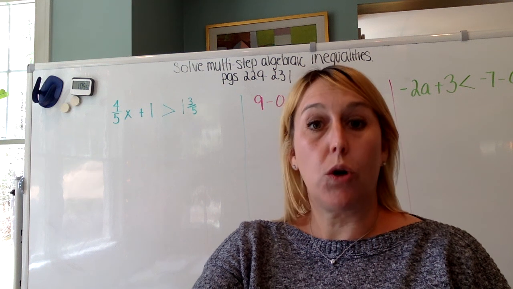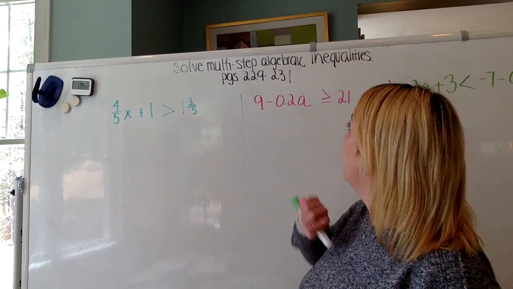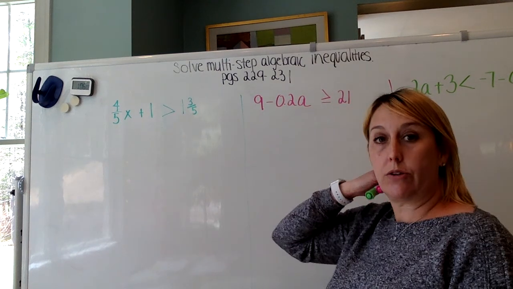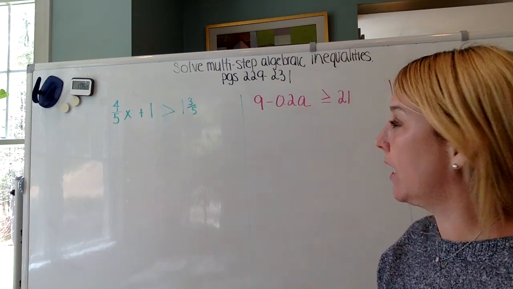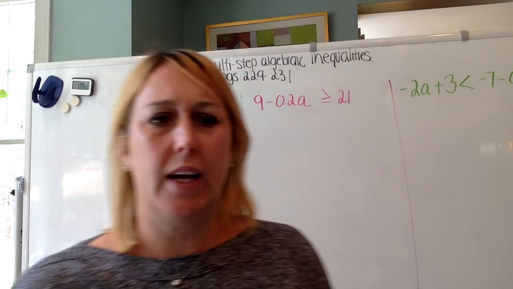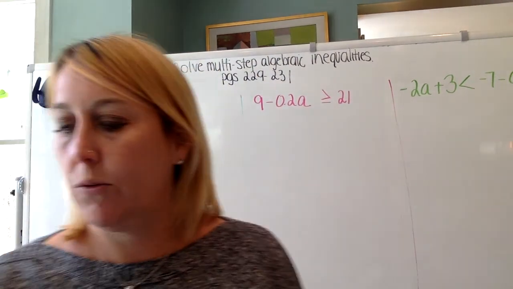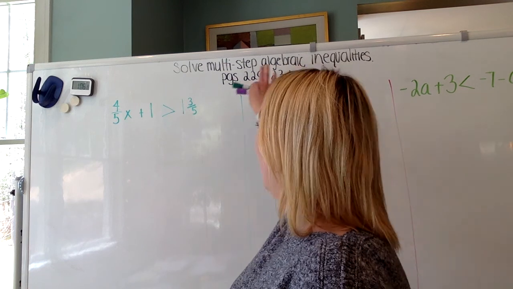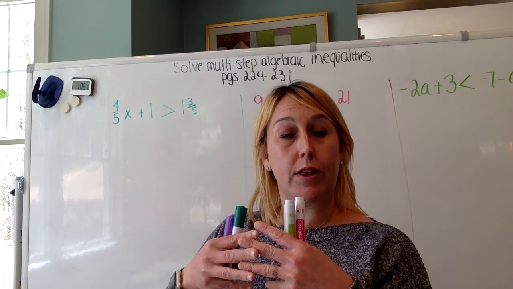Hey everybody, so we are now solving multi-step algebraic inequalities. And if you want to follow along in your textbook, it's pages 229 to 231. I actually skipped the problem on 229. That's technically 230 to 231. So this is multi-step. We're bringing everything together, okay?